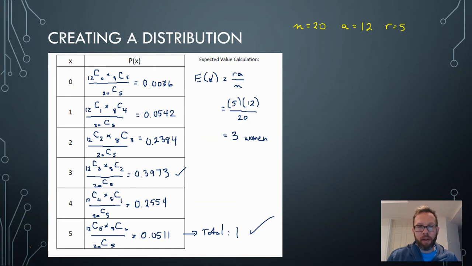Remember, if you're doing a table and you're having to round, it may add up to like 0.9999 or a little over 1 just because of rounding. But here it gave me exactly 1, so that was good. And again, the expected value for n equals 20, a equals 12, r equals 5 was we expect to get 3 women, which was what we saw earlier.